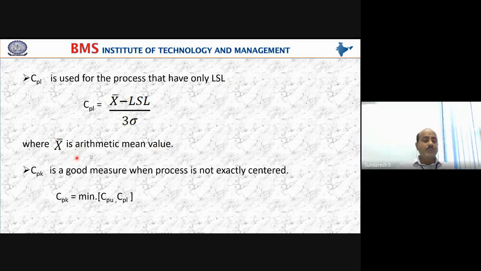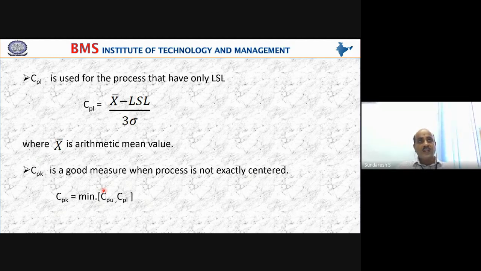Here X bar is the arithmetic mean value. Now, CPK is a good measure when the process is not exactly centered. When the process is not exactly centered, we go for a process capability index in terms of CPK, where CPK is the minimum of these two values. You have to calculate both CPU and CPL, and CPK is whichever value is the minimum. Please remember all these things.